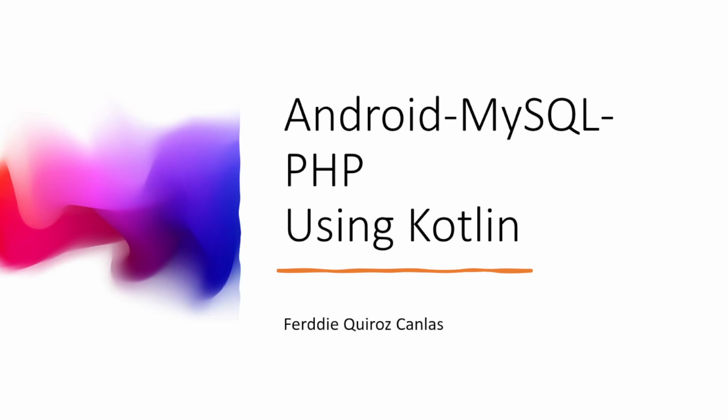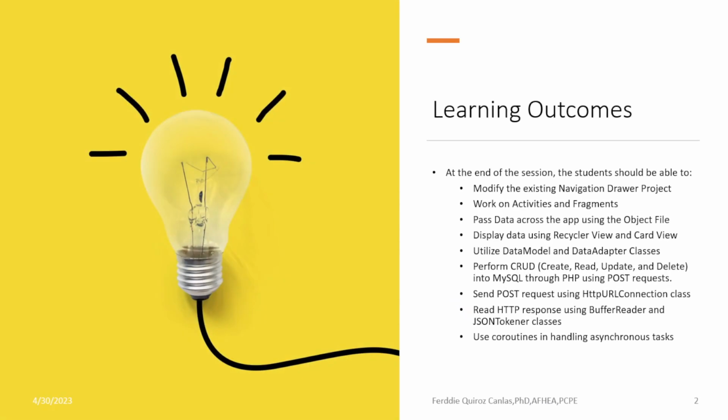Hello everyone, welcome to this two-part series tutorial on Android MySQL PHP programming using Kotlin. At the end of the session, you should be able to modify the existing navigation drawer project that we did in the past exercise, and then you're going to work on activities and fragments, and you will learn how to pass data across your app activities using the object file.